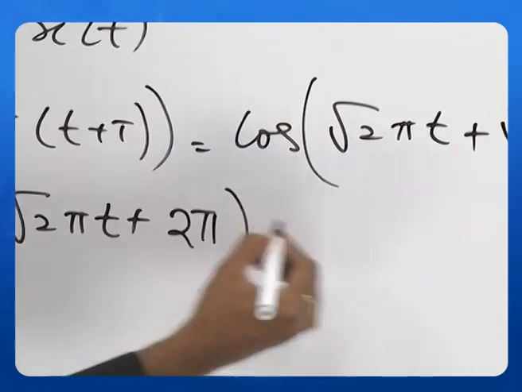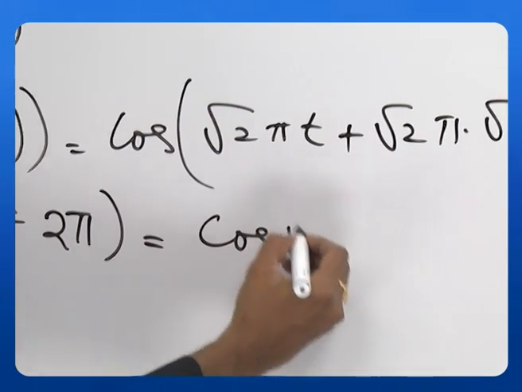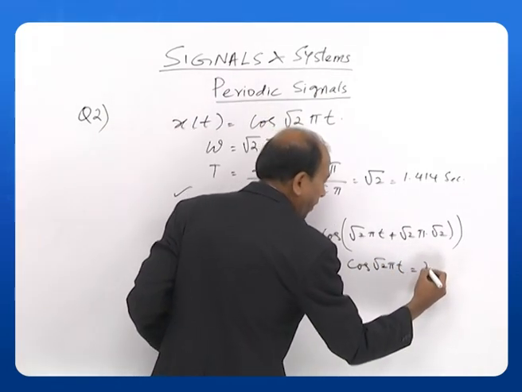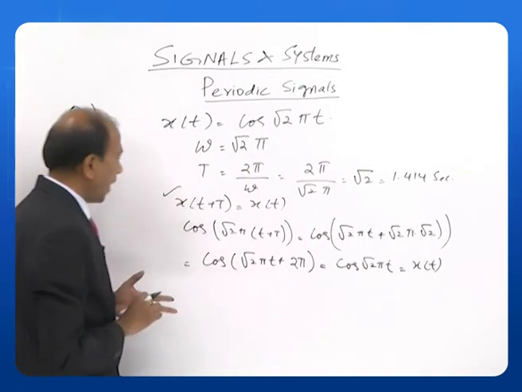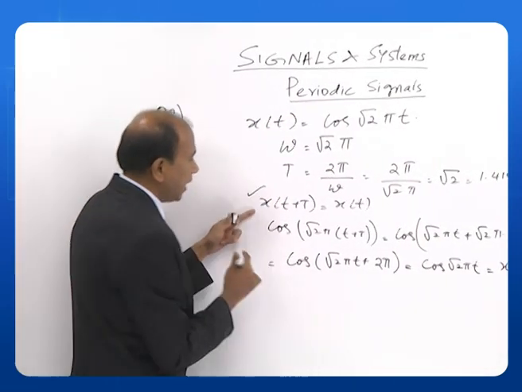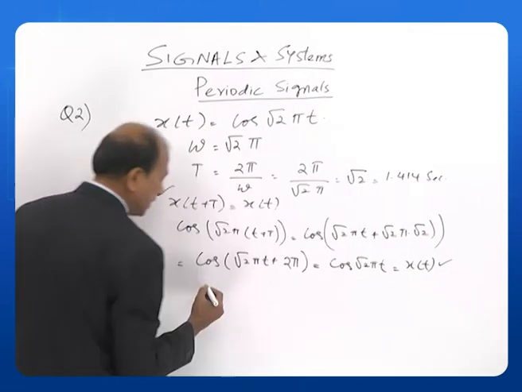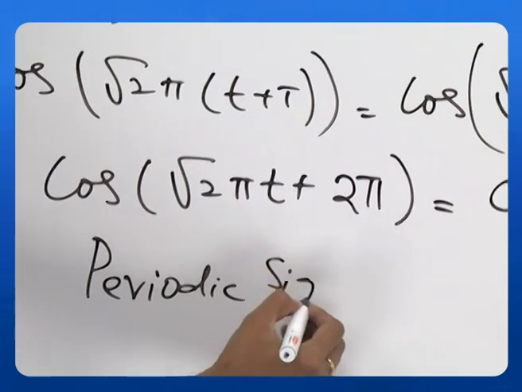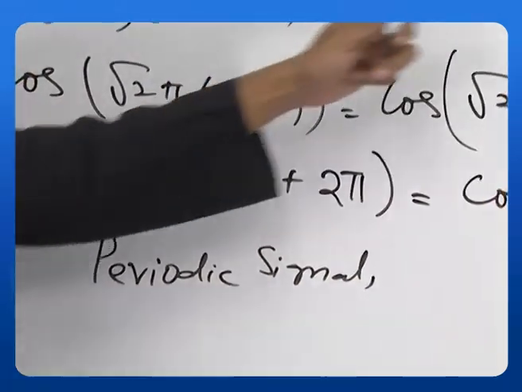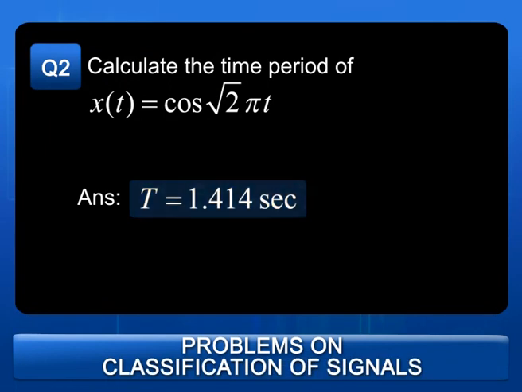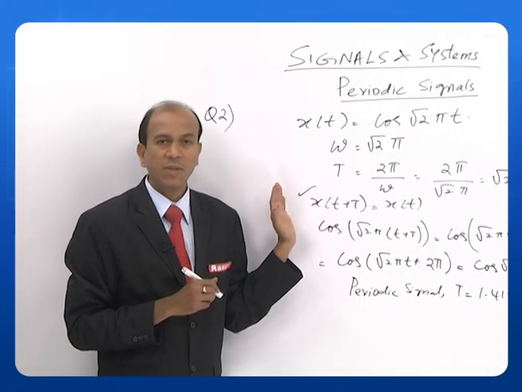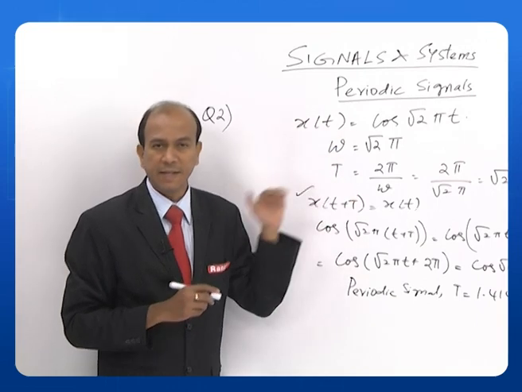So, this is nothing but equal to cos of root 2 pi into t. As you are aware, this is nothing but our x of t. So, x of t plus T is equal to x of t. So, this is a periodic signal. What is the time period? Time period we have calculated, where T is equal to 1.414 seconds. So, this is the second problem. Now, we will see the third problem in the series.